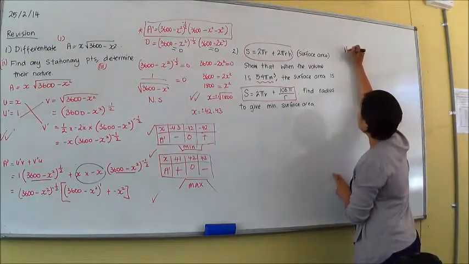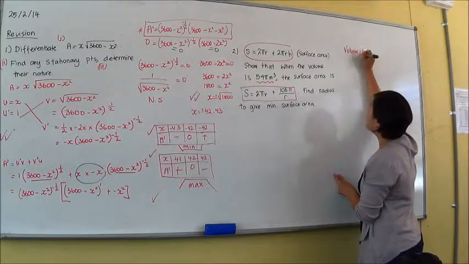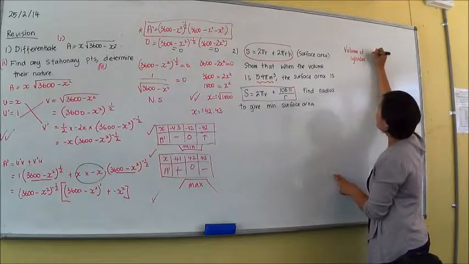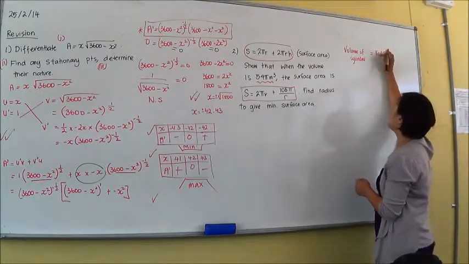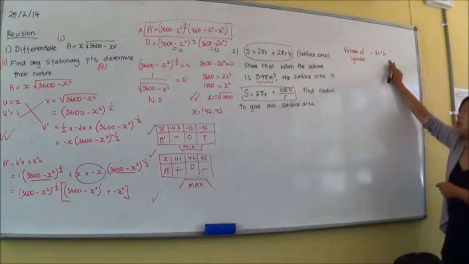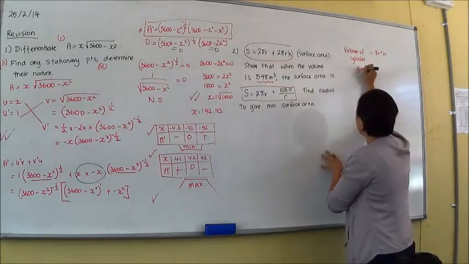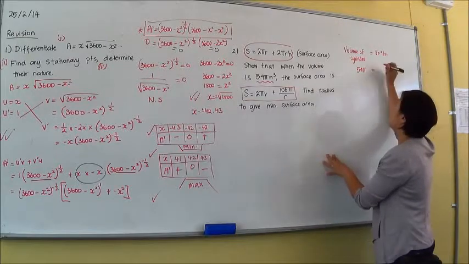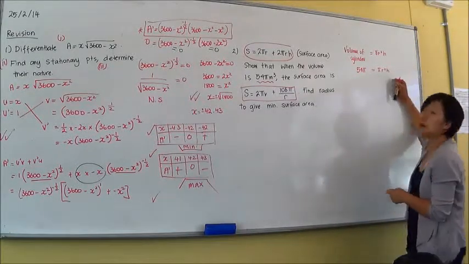What's the volume of a cylinder? What's the equation for volume of a cylinder? It's pi r squared h. It's the area of the cross section, which is the circle, times the height. Okay, so what we have here is we're going to substitute 54 pi, because that's the volume of the cylinder, and that equals pi r squared h.